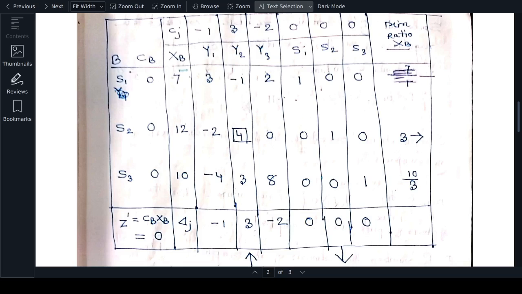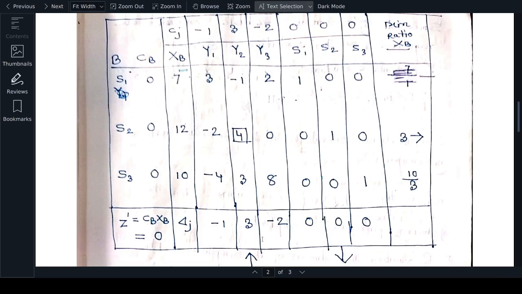If the delta J value is tied, then we arbitrarily choose anyone as our incoming vector. Either you consider y2 or you consider y3. Anyone. Clear this one? Yes, sir. You can write a note also: in your note, if delta J value is tied, then we choose arbitrarily anyone as our incoming vector.